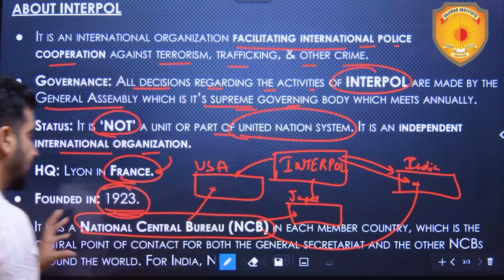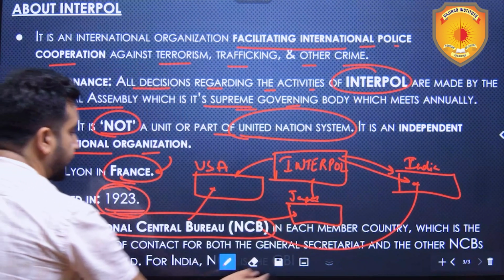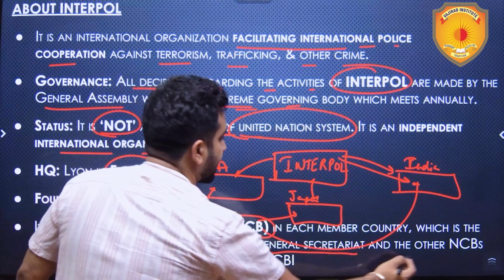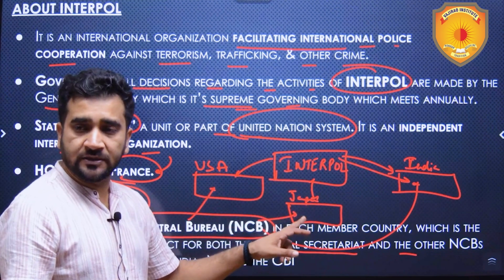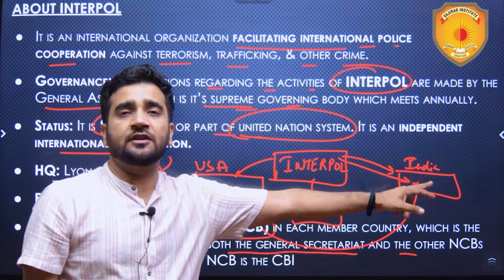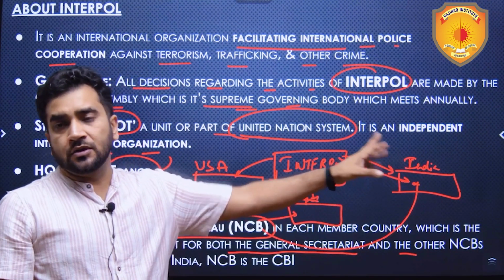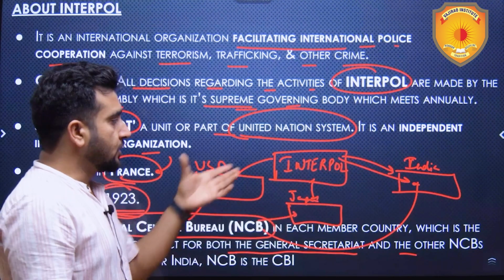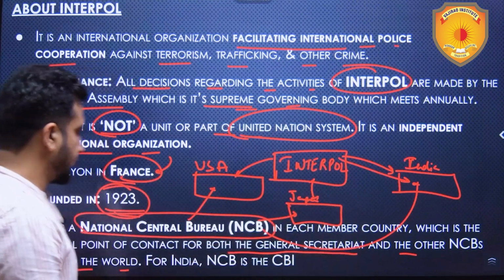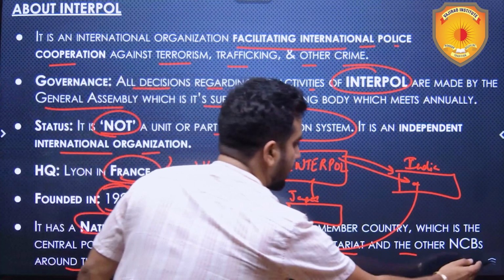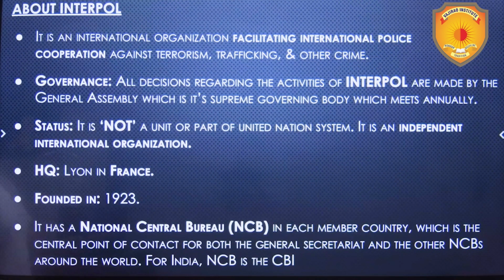It is like this. So it has an NCB in each member country, which is the central point of contact for both the General Secretariat and other NCBs around the world. So if Interpol wants to connect, it will connect with the NCBs. If the NCB from Japan wants to connect with India, the NCB of Japan will connect with the NCB of India, that is CBI. So this is basically how the flow of information is facilitated. Okay. So NCB for India is CBI. That is also a fact which should be understood.